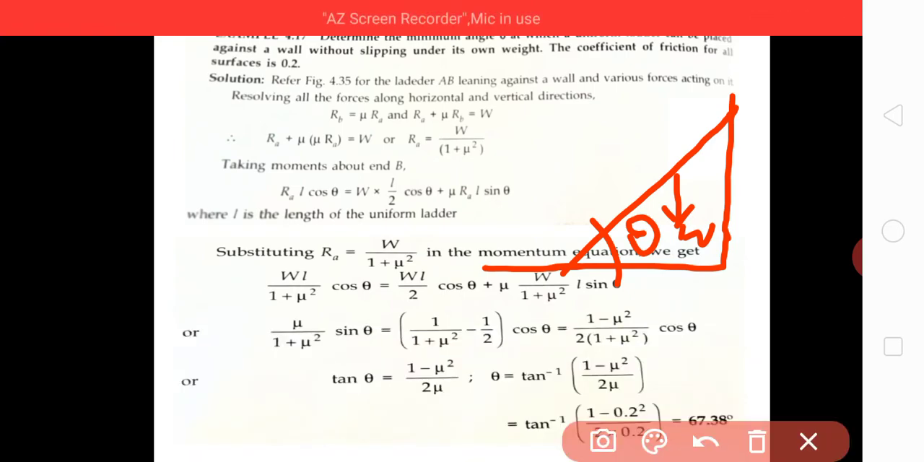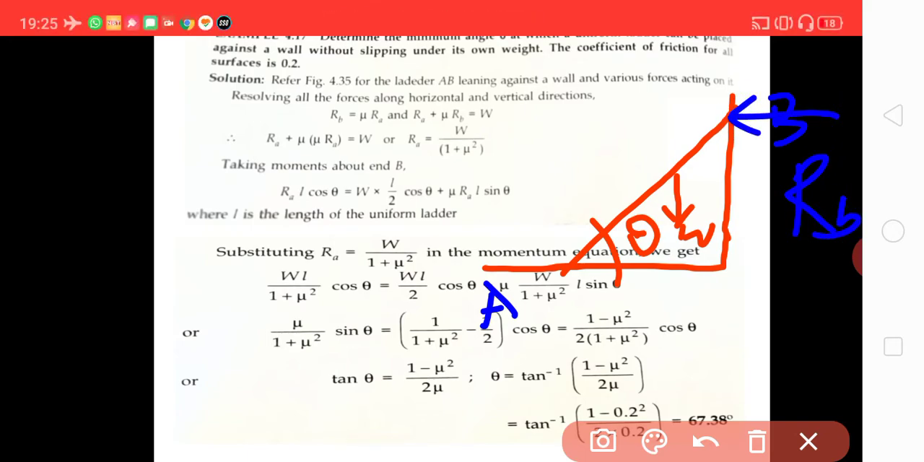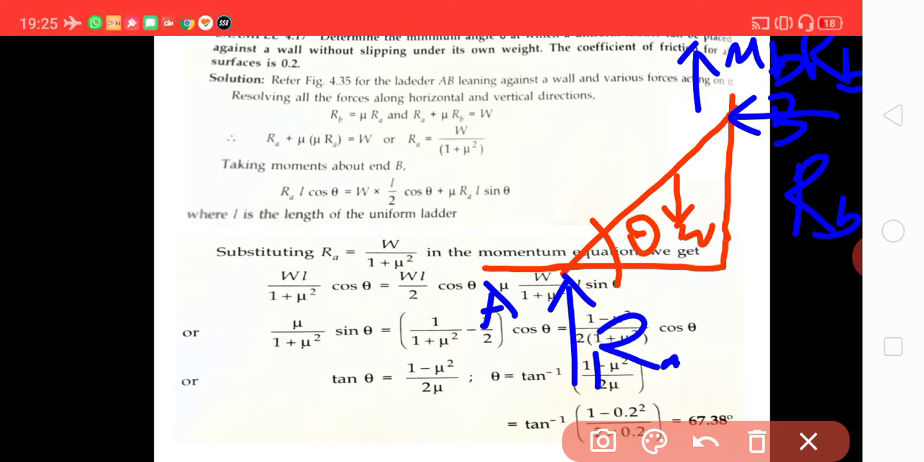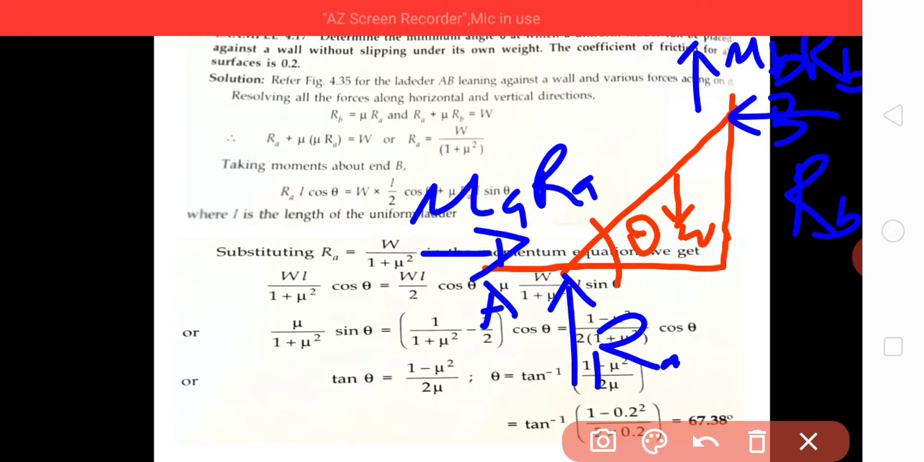Now this is A point, this is B point. So RB, mu A B RB, then RA. These are the forces acting on this. This is figure 4.35.